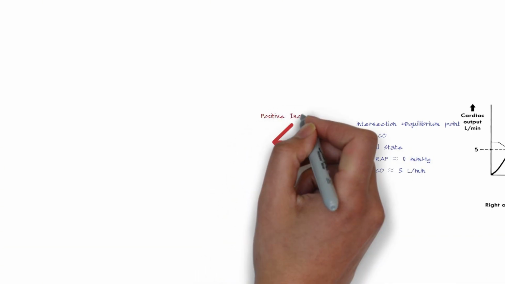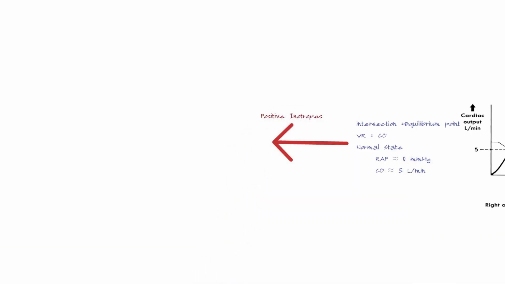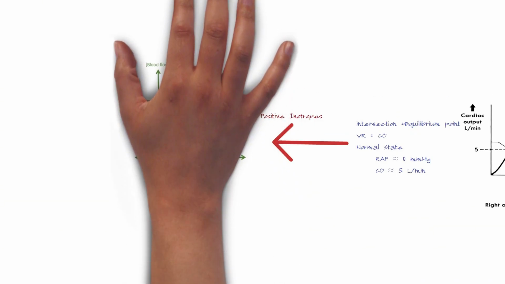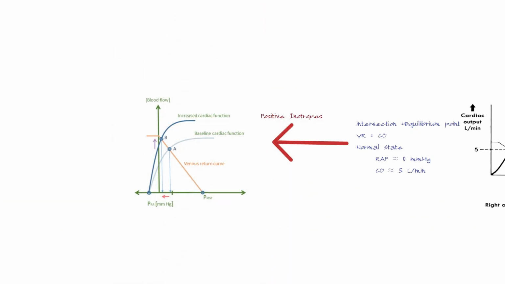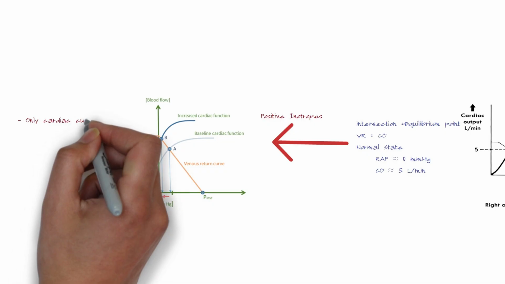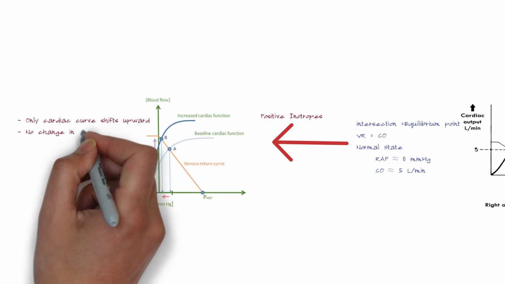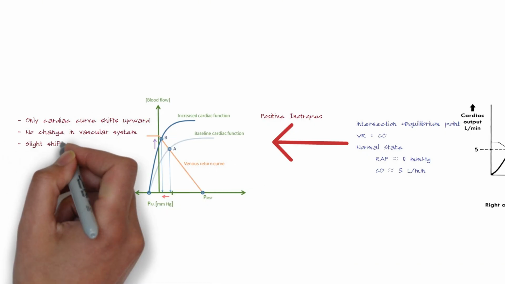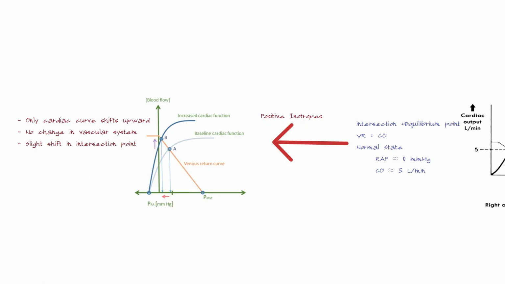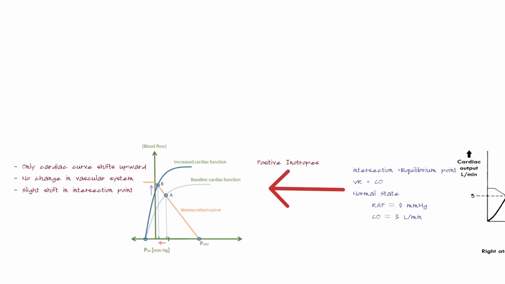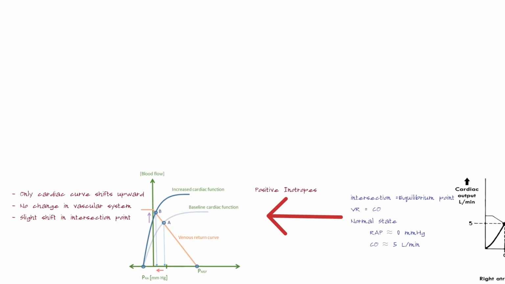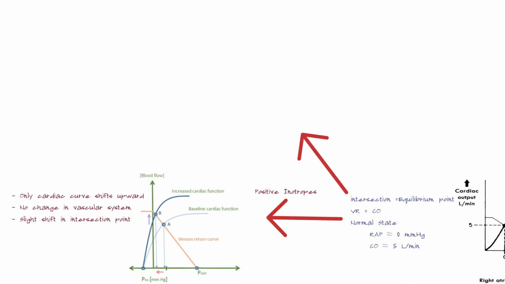What happens with an inotrope? The inotrope is a drug that acts only on the heart to stimulate the heart. So the cardiac output curve shifts upward. The slope of the cardiac output increases, but the vascular system does not change because the drug acts only on the heart. So the intersection point moves slightly upward because the cardiac output increases slightly.